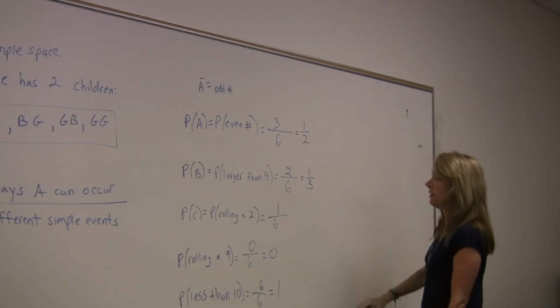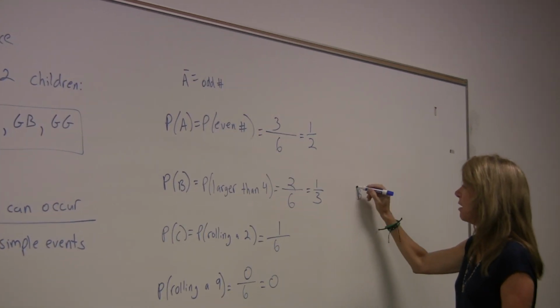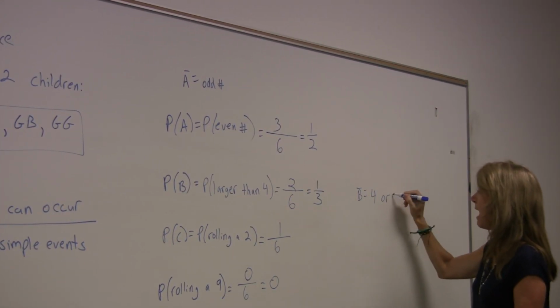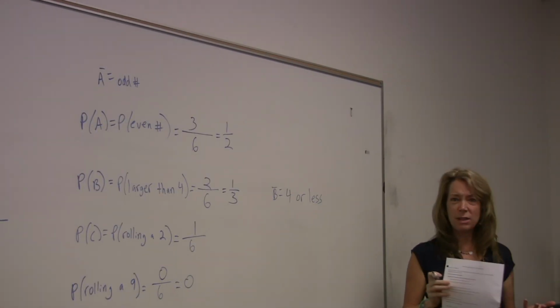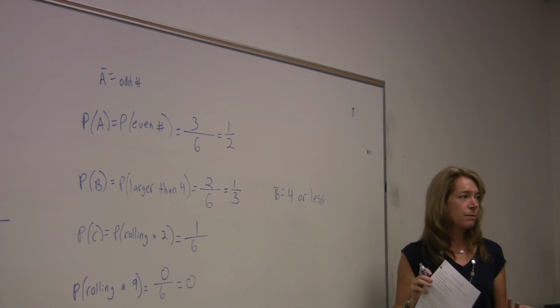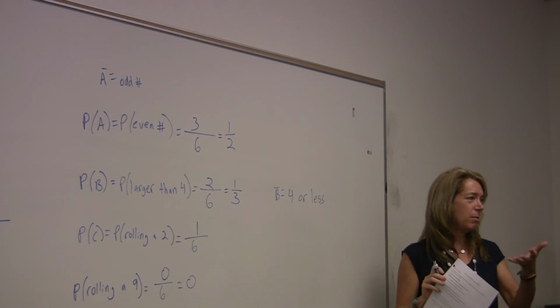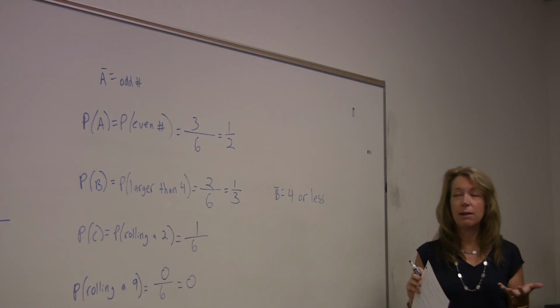So the complement of this one, B complement, would be 4 or less, because you can't leave out anybody in your sample space. Does everyone see the problem if we had said less than 4? The 4 would have been hanging there and it didn't belong to any group. We can't leave anybody out. We don't want anyone excluded.